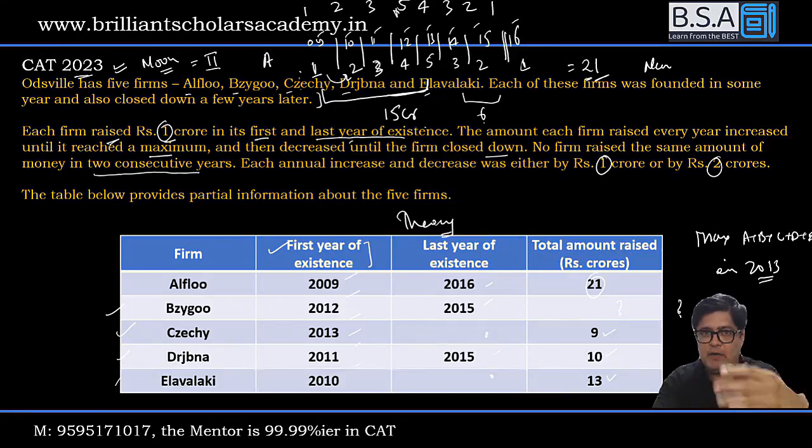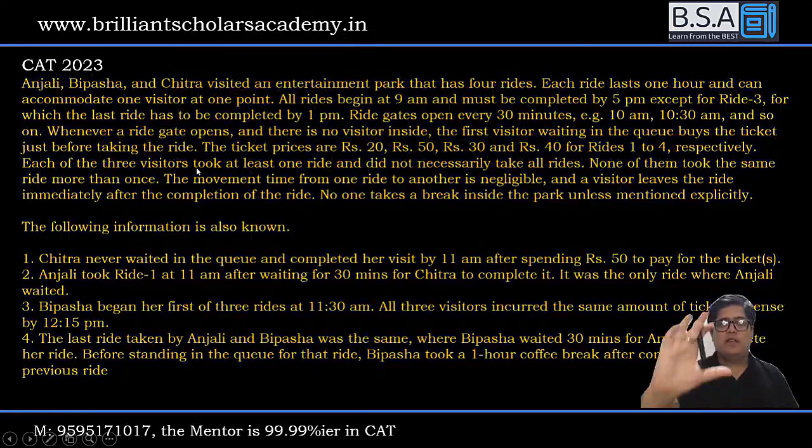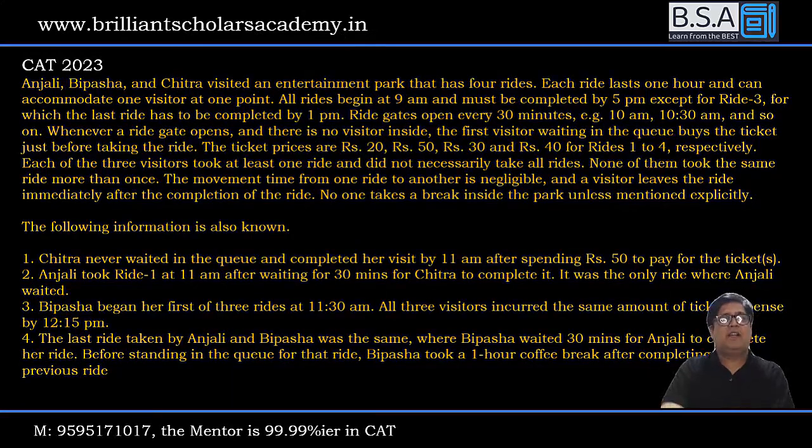Are you guys able to understand this is a question based upon adding, subtracting numbers, distinct values. 21 crore बनाना है हमें, फिर 9 crore बनाना है, 10 crore बनाना है, 13 crore बनाना है, A, B, C, D, E के लिए. चलो. Now this is the kind of information that is there.